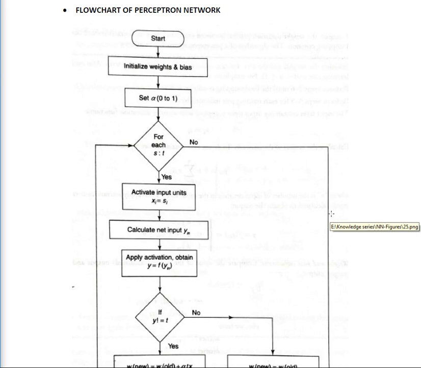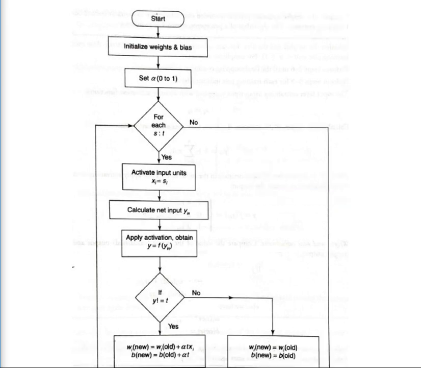Now if you see the flowchart with respect to the Perceptron case, in the Perceptron flowchart, initially we initialize the weight and bias to 0. Then we set the value of alpha between 0 and 1, which is nothing but your learning rate, and we take a condition: is the input equal with respect to the target output.